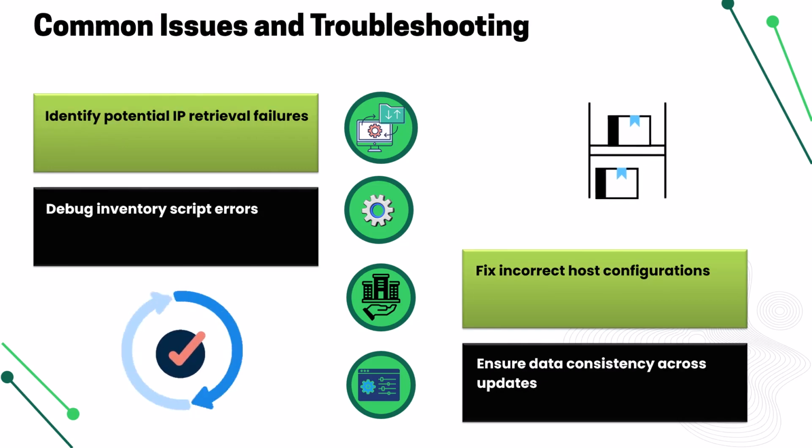Troubleshooting, every techie's favorite activity, right? First, identify possible failures, because knowing what can go wrong is half the battle. Debugging inventory scripts requires patience and a detective mindset. Fixing incorrect host configurations can feel like playing whack-a-mole, but it's crucial for a stable environment. And data consistency. Let's just say mismatched IPs can turn a good day into a frustrating one.